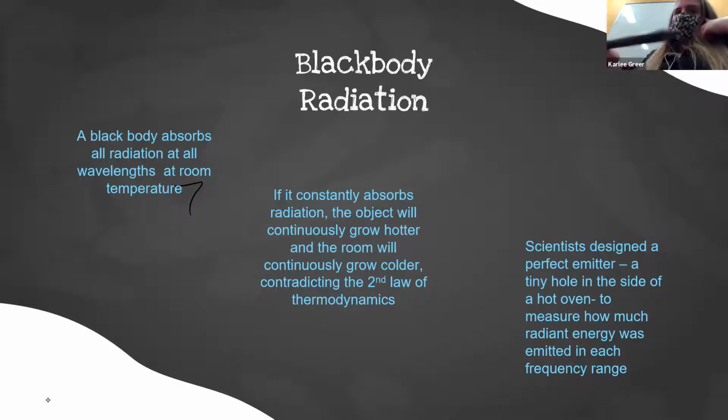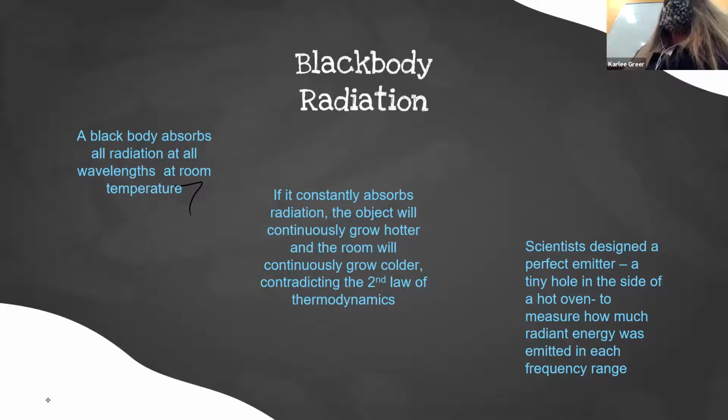And this was a problem because if an object is constantly absorbing radiation, the object is going to keep getting hotter and hotter, and the room is going to keep getting colder and colder, right? Because all of the heat from the surroundings is coming into the system, and it's holding all that heat. It's never getting any back. And so that contradicts the second law of thermodynamics, which tells us that the change in entropy should always be greater than 0.